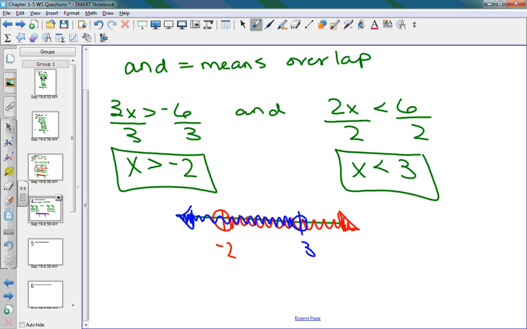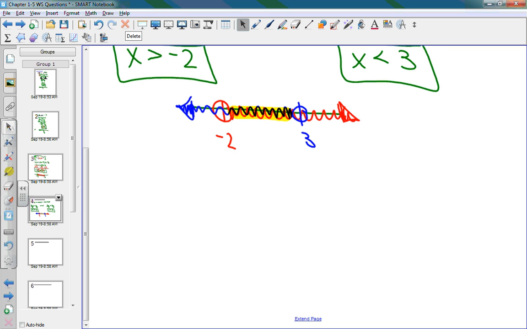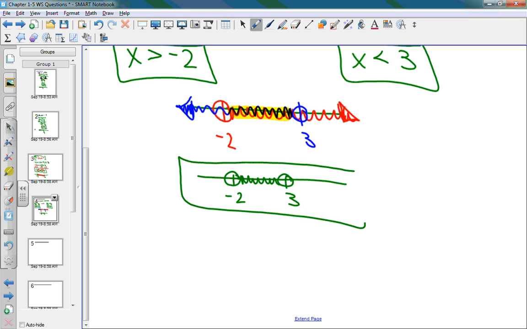Now, where do they overlap? Well, the place that they overlap is in the middle. So what this means is, if I can get my page fixed, put negative 2 on the line and 3 on the line, and it's open at negative 2 and it's open at 3, and the shading is in the middle. That is an "and" statement.